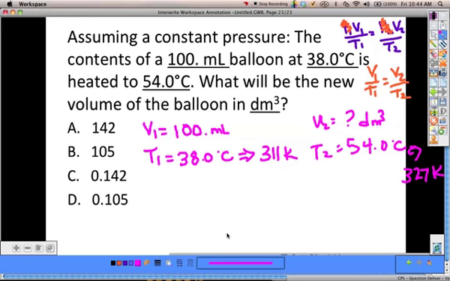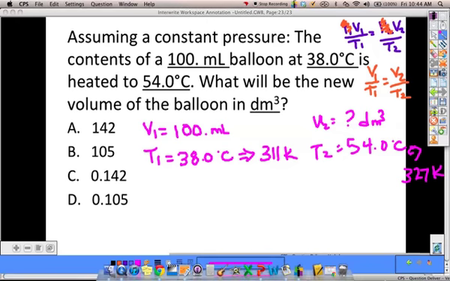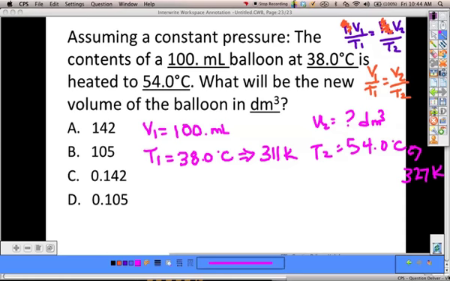Okay. I'm going to keep writing stuff up here without saying anything. I want to see how many of you can work on it on your own and hopefully get the right answer.